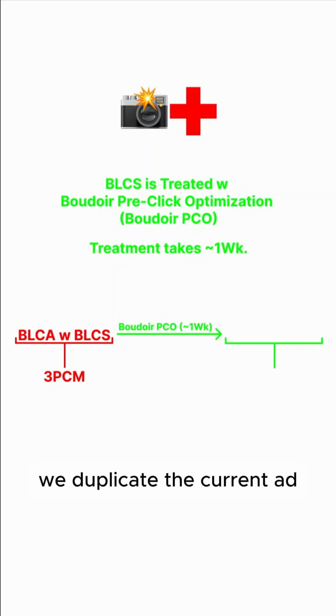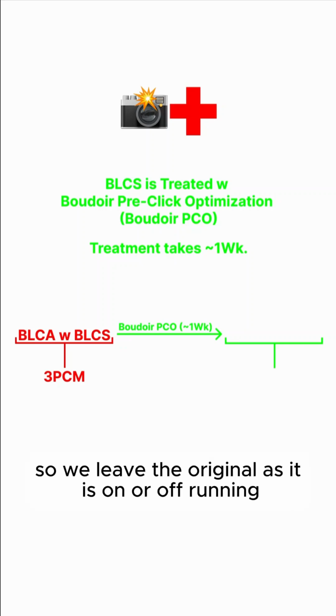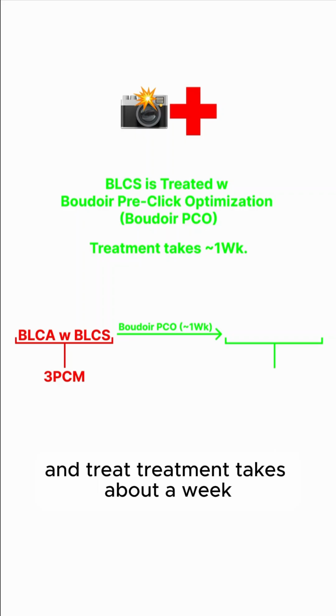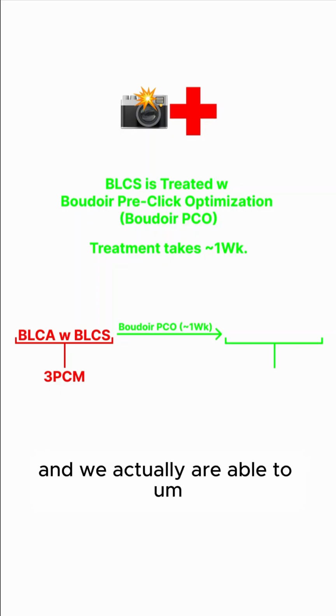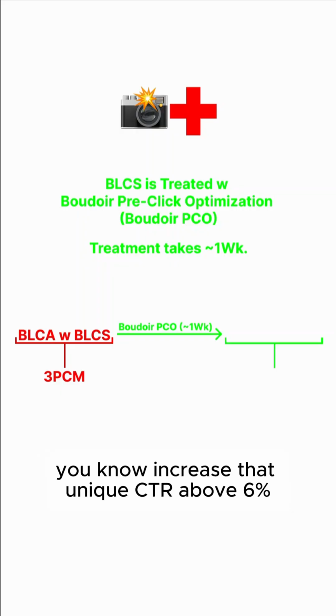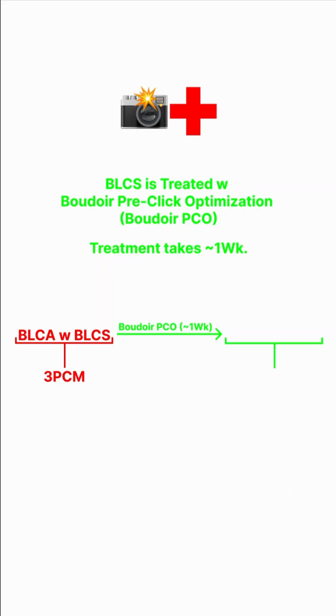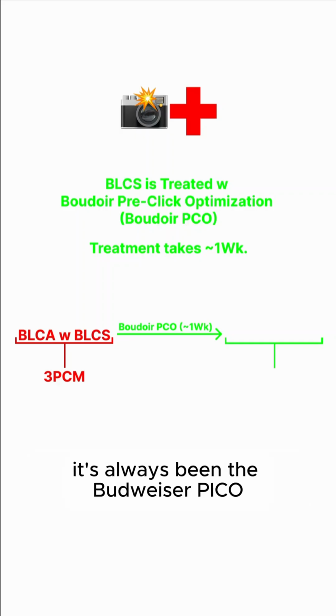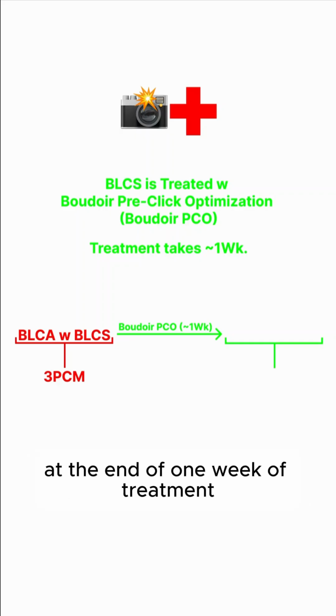Treatment's pretty simple. We duplicate the current ad, so we leave the original as it is, on or off, running, whatever. We treat the duplicated one, and treatment takes about a week, and we're actually able to increase that unique CTR above 6%, and we keep whichever one has the best metrics running. It's always been the Boudoir Pico treated one that has the best metrics at the end of about 1 week of treatment.